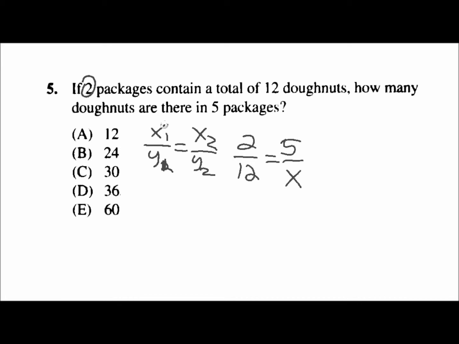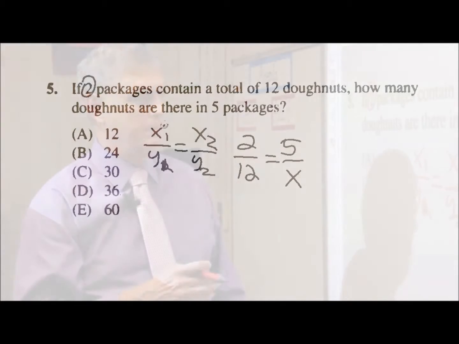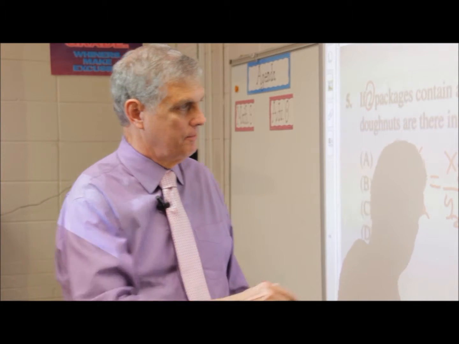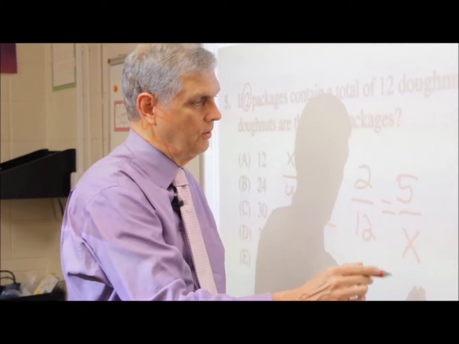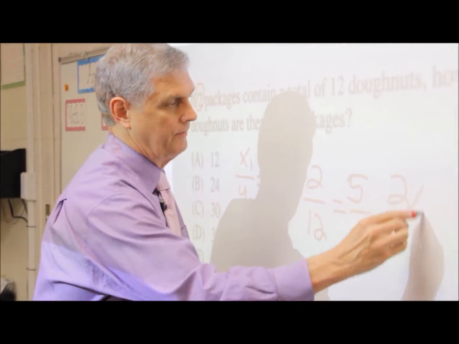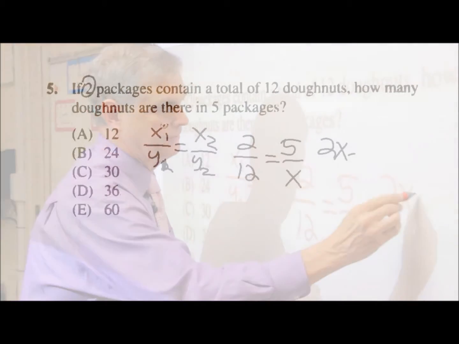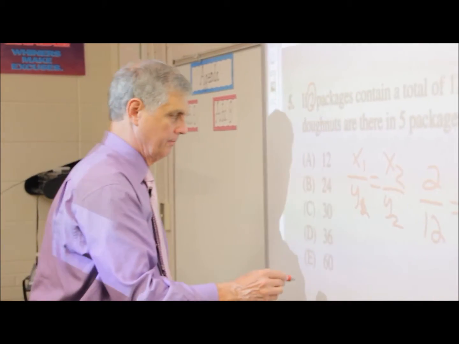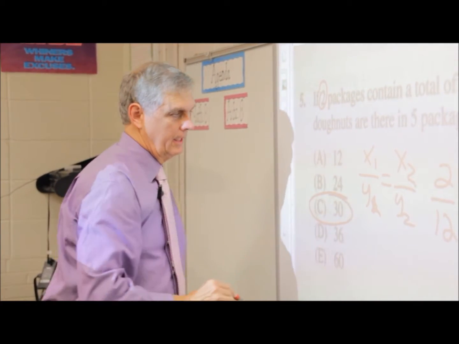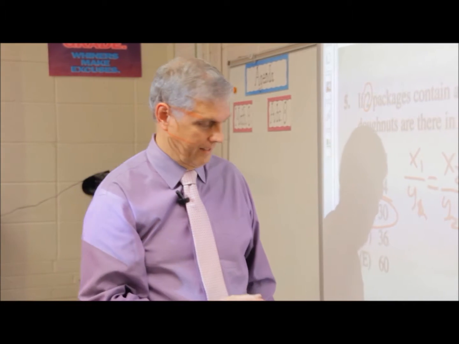As I mentioned before, when you set up a directly proportional relationship, you just use cross multiplication. Means always equals the extremes. So we get 2x equals 5 times 12, which is 60. We divide each side by 2, and we get that x equals 30. That's your final answer. We go over and make sure it's here, and that's the correct answer.